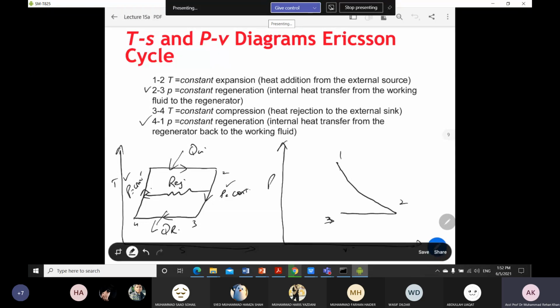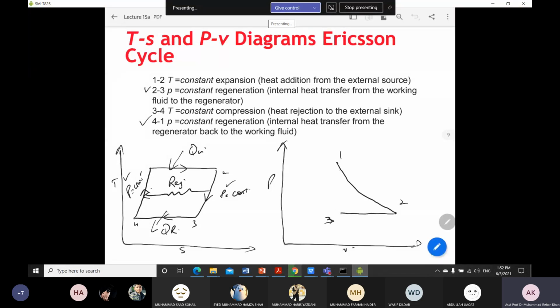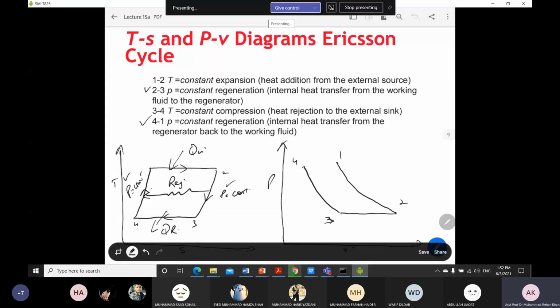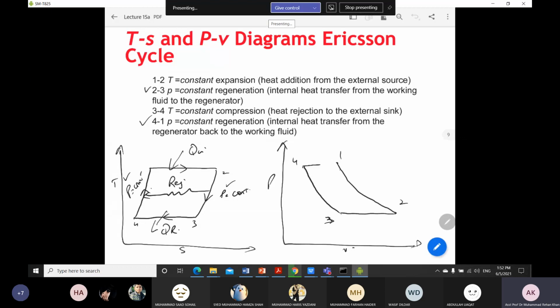Then 3 to 4 is the compression process. So it means that your volume decreases. Okay, so you can say that your point number 4 will be somewhere there. So you can shift it towards the decrease in volume, and then 4 to 1 is the constant pressure process. So it means that the pressure is constant.